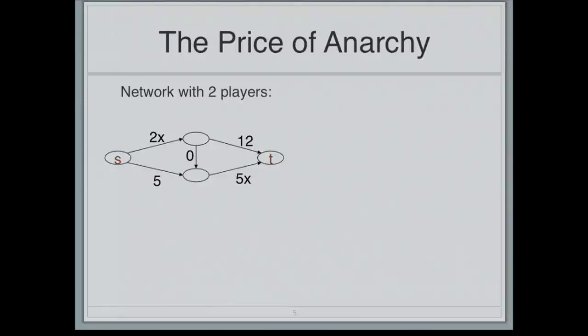To jog your memory about the price of anarchy, this was already mentioned this morning by Christos, but let me just return to an old setting near and dear to my heart, which is routing games. This is the same topology Christos had, although the numbers are different. So the price of anarchy, what is it? It's really just an approximation guarantee for equilibria.